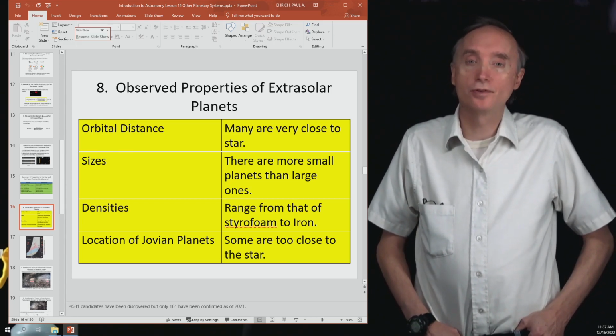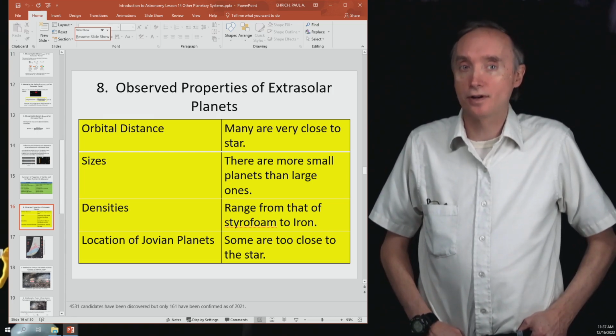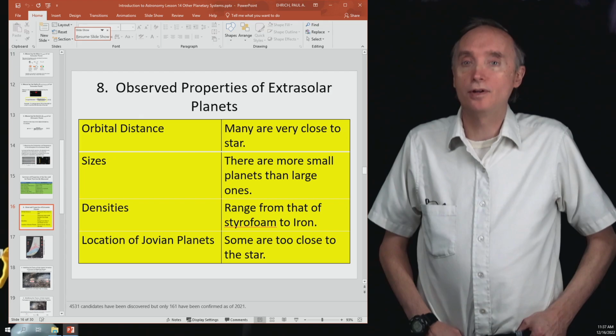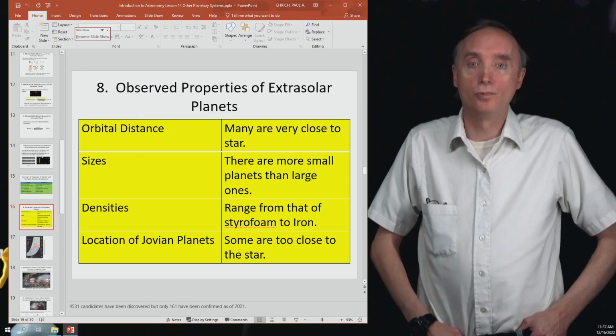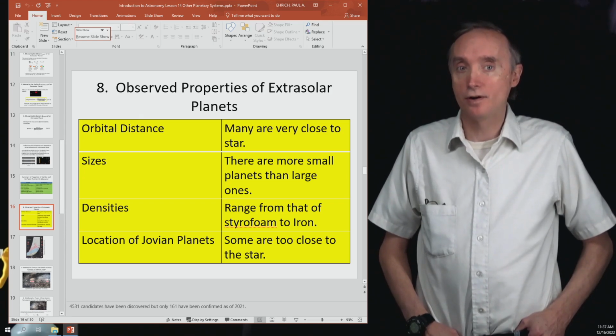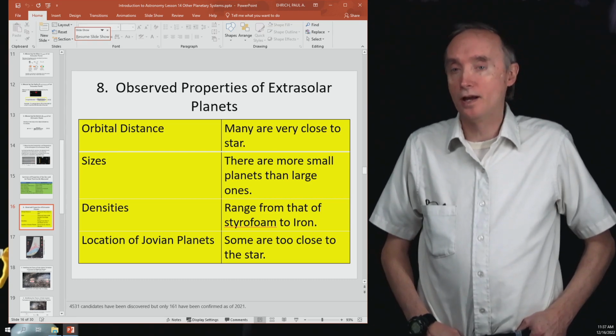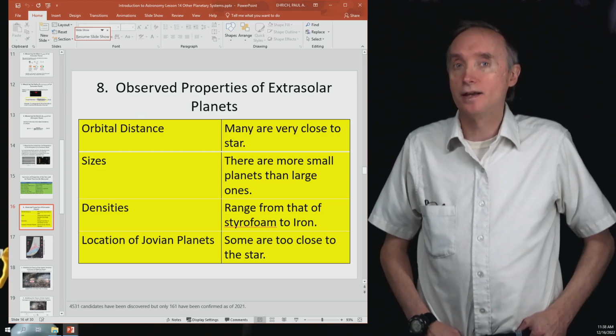So we have surveyed over 4,000 other planets in our galaxy. And so here's some facts about them. One is many of these planets are very close to their parent star. There tend to be more small planets than large ones. So they found more terrestrial-sized planets than they have found Jovian planets.